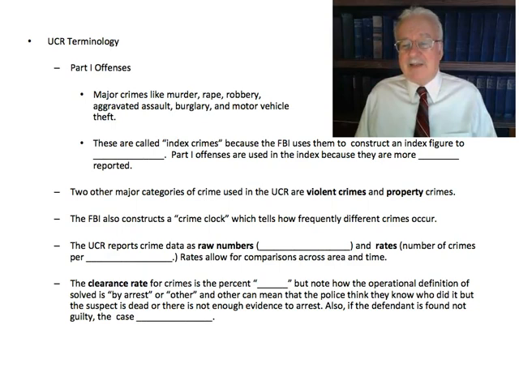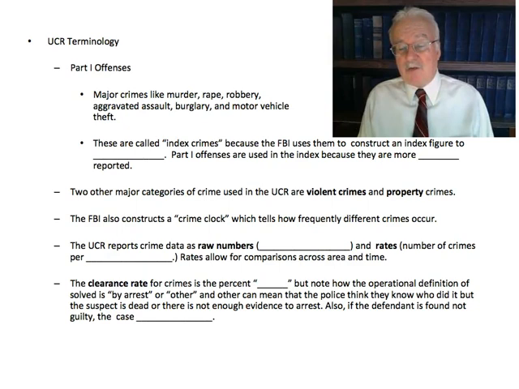However, the UCR also reports the robberies as rates. And rates are the number of crimes per 1,000 people, or it could be for 100,000 people. The base is sometimes different. But it's the number of crimes per so many people. So let's say number of crimes per 1,000 people. So there may be 6,312 robberies, but the rate might be 6.23 robberies per 1,000 people.